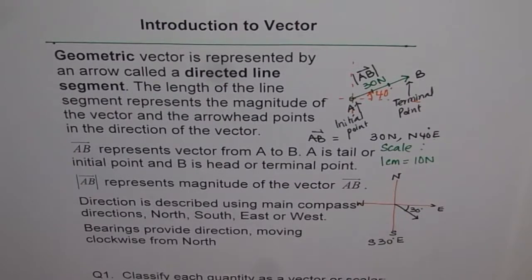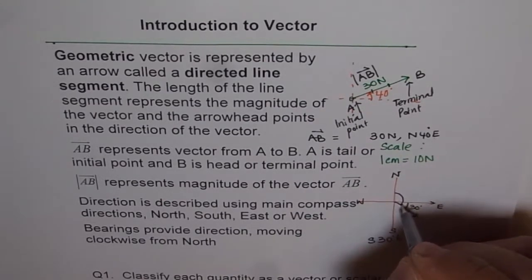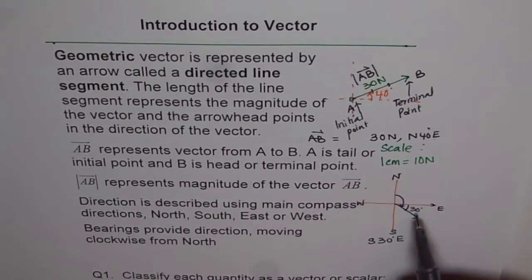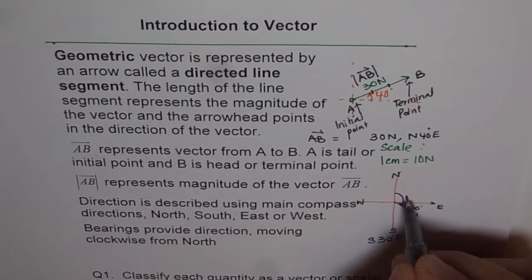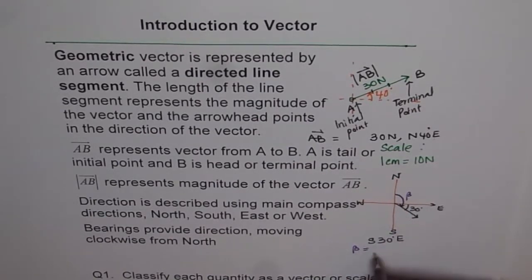Another form of mentioning this angle is bearings. So bearings provide direction moving clockwise from north, right? So that is bearings. So the bearing of this angle is, from north, what is the angle when we go clockwise? So from north the angle is 90 plus 30. So let's say this angle is beta. So we say this angle beta, or bearing, is 90 plus 30, 120 degrees.